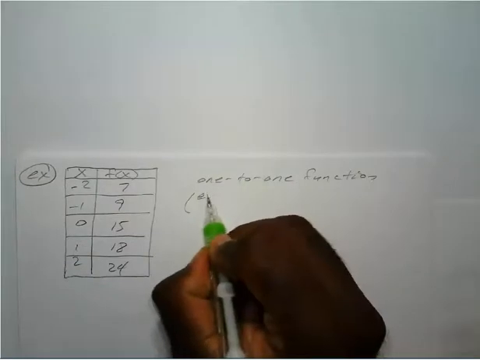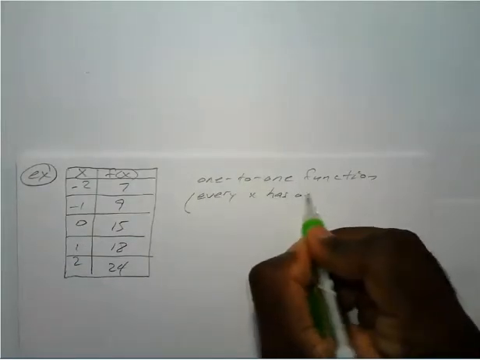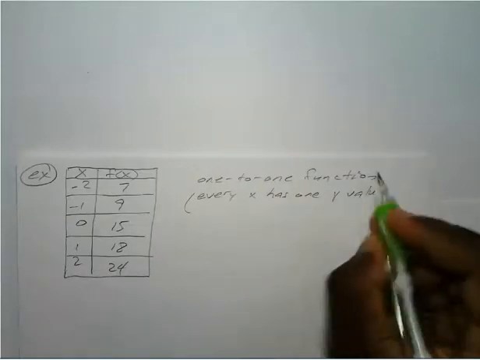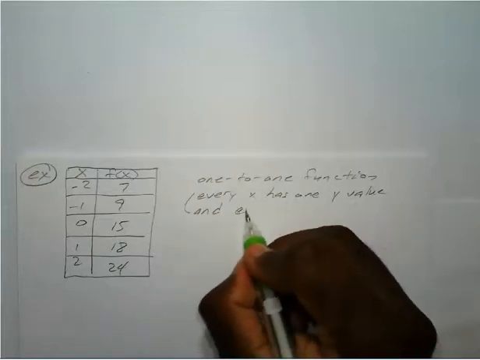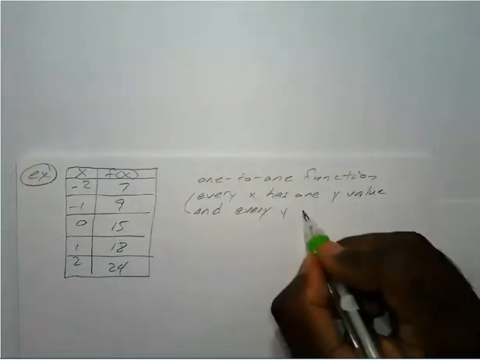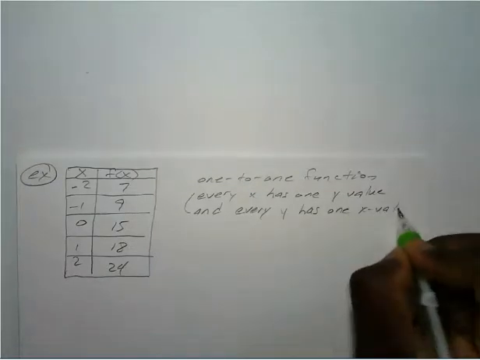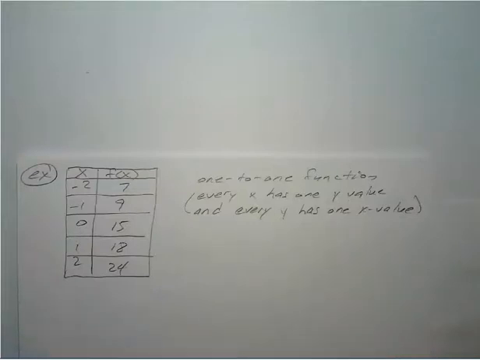Okay, so every x has one y value, and every y has one x value. Okay, so every x value has one y value, and every y value has one x value. Okay, let's look at the next example.